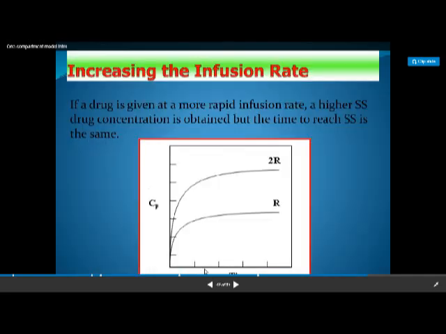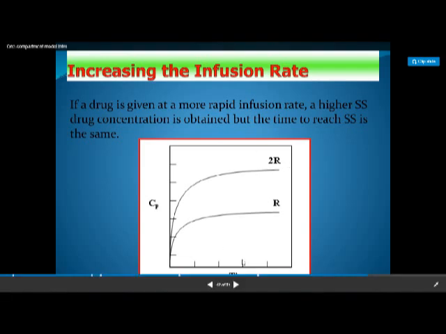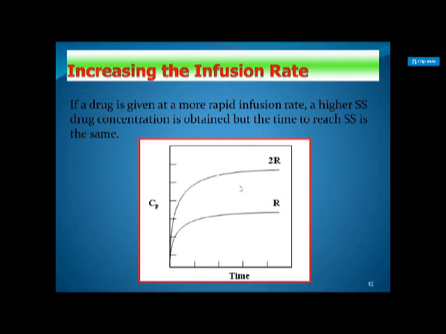2.303. So if you plot a graph, now see, if you increase the infusion rate, if a drug is given at a more rapid infusion, a higher steady state drug concentration is obtained, but the time to reach steady state is the same. It doesn't matter if you increase the rate of infusion, the time which is required to reach the steady state is equal. There is no change. The time will not reduce. It will be the same, whatever the infusion rate may be.